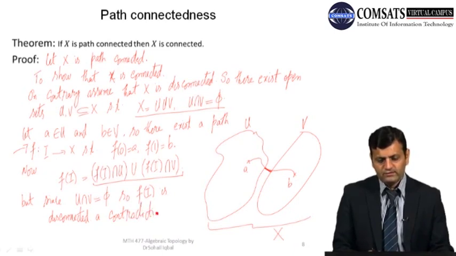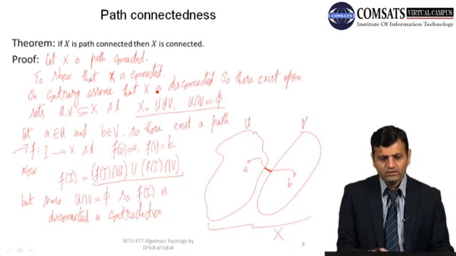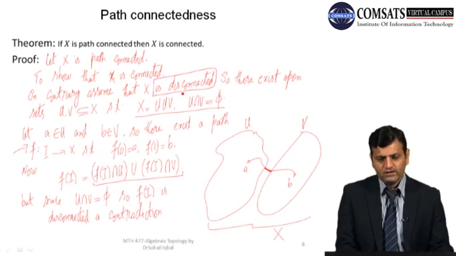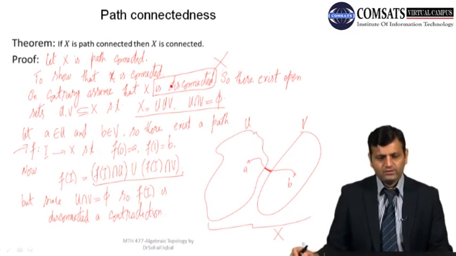So that means that our assumption is wrong and X is not disconnected. Our assumption was that X is disconnected, so this assumption is wrong, and that's why X is connected. So we have proved that if X is path connected, then X is connected. In other words, connectedness is a more general notion than path connectedness.